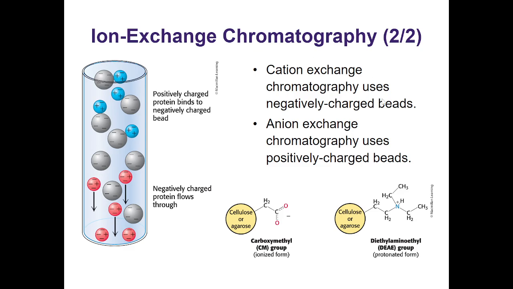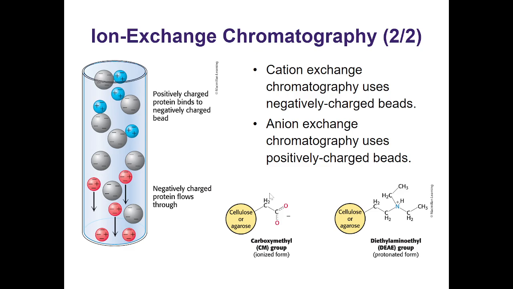Cation exchange chromatography is going to use negatively charged beads, and anion exchange chromatography will use positively charged beads, as you guys all probably figured out right away. By the way, the thing that we attach these charges to, typically we just use cellulose or agarose because it's cheap, easy, disposes nicely, it's perfect basically.